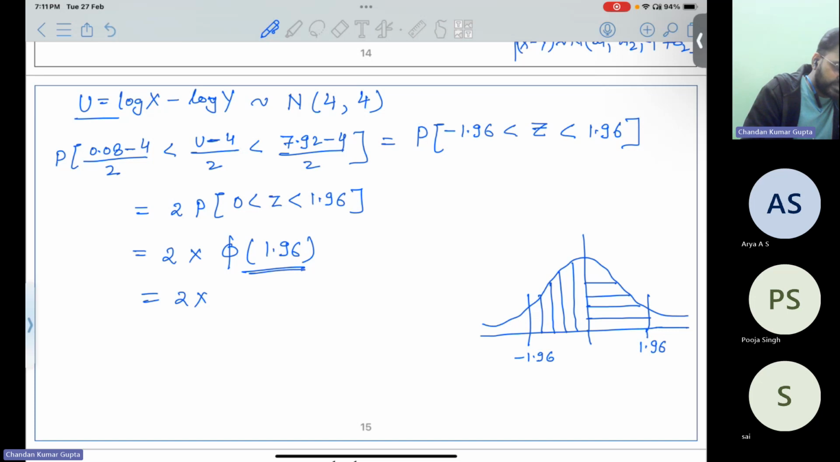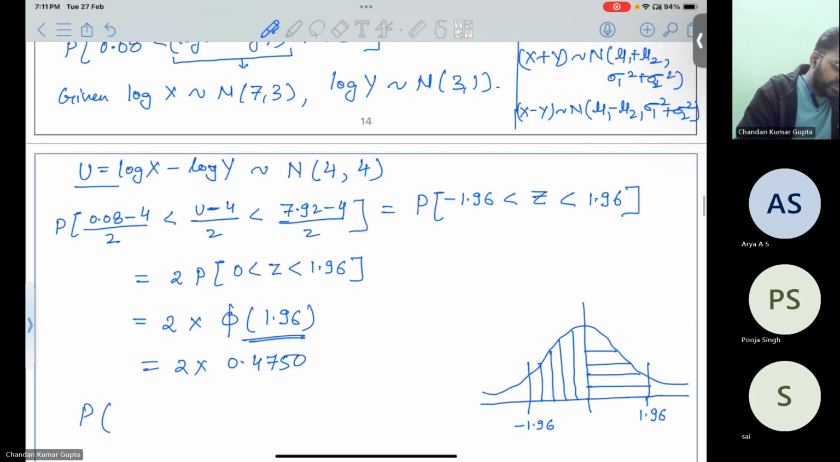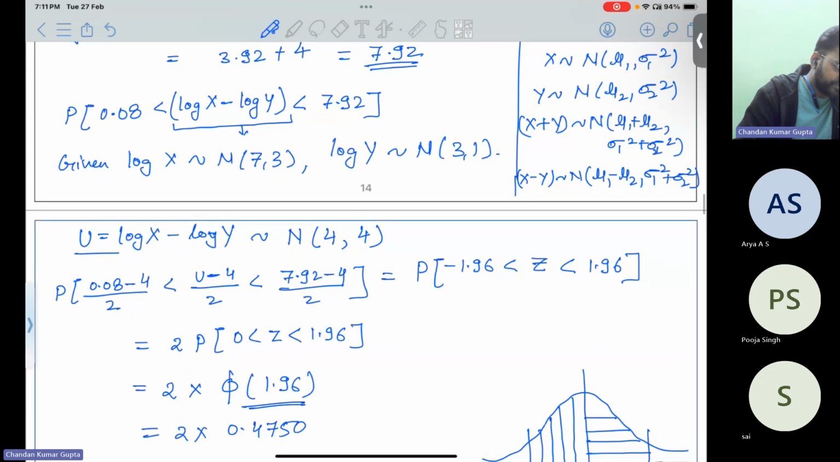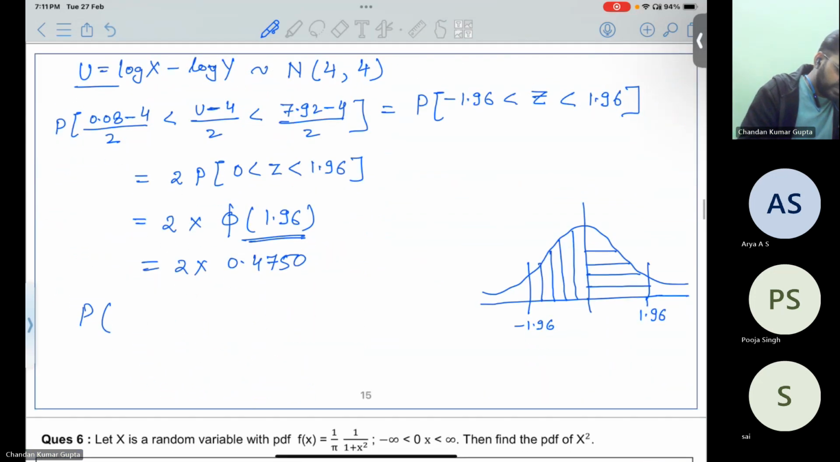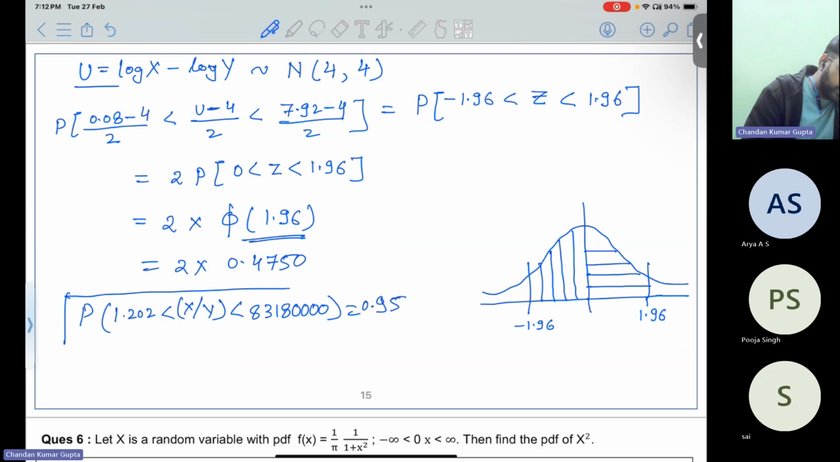If you see this in the table, you will find 0.4750. So the probability you need to calculate is of 1.202 less than x by y less than 8318 with 4 zeros, which equals 0.95, the required answer.